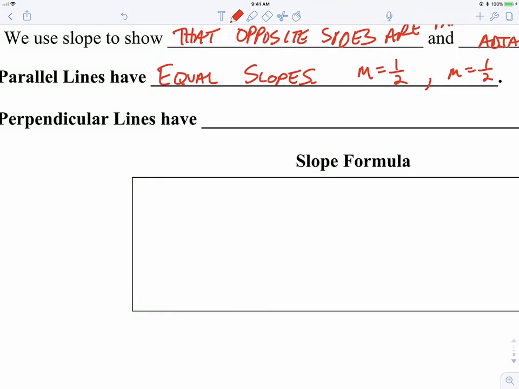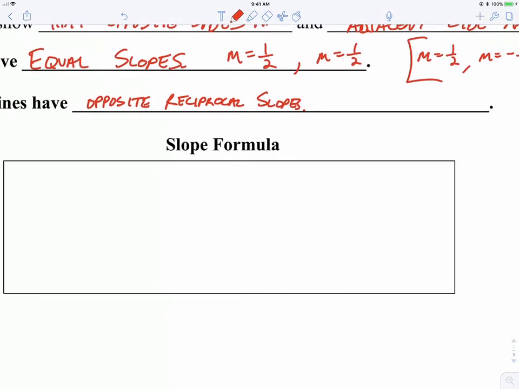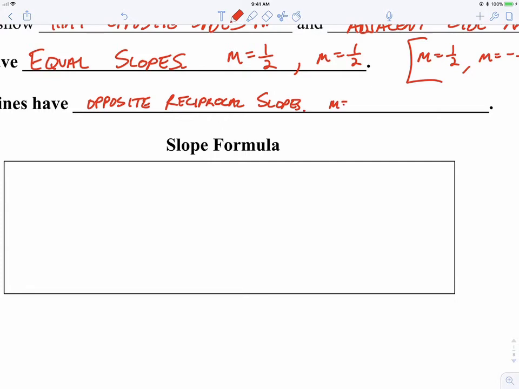Perpendicular lines have opposite reciprocal slopes. So for instance, I'll go back to my 1/2. If one of the sides has a slope of 1/2 and the adjacent side has a slope of -2/1, then those would be perpendicular lines. I would know that that's a right angle.